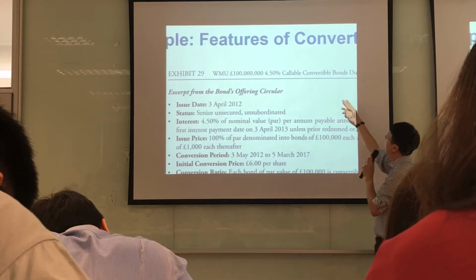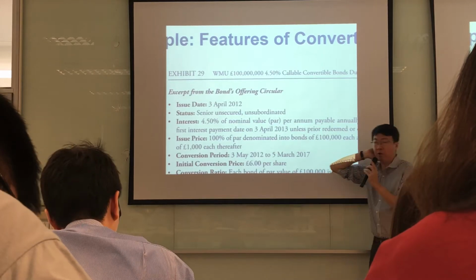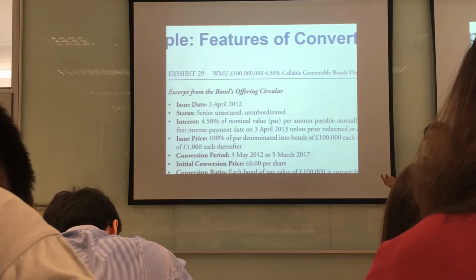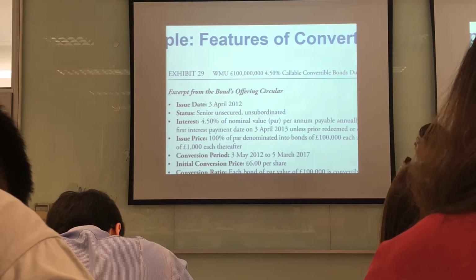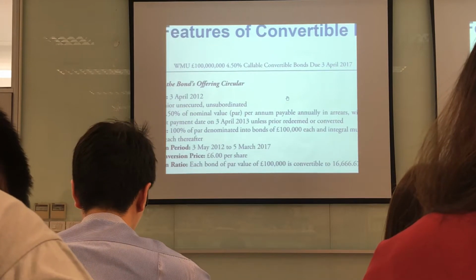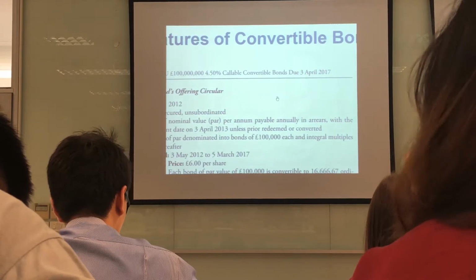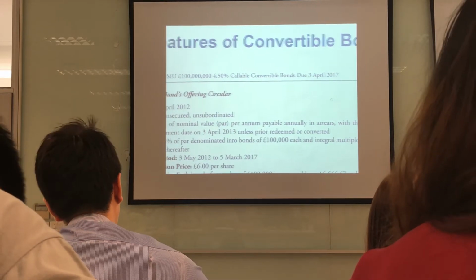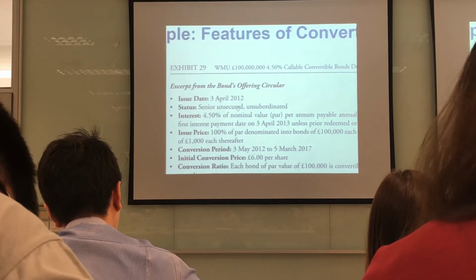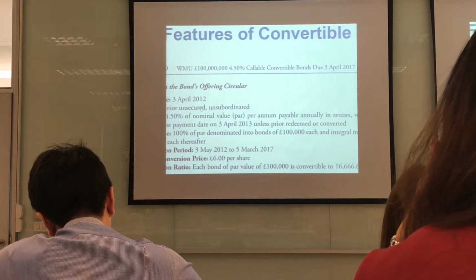Convertible provides the call option to the bondholder to convert the bond into the stock. So two options: one option for the issuer, one option for the bondholder. And this bond matures on the 3rd of April 2017. The issue date is the 3rd of April 2012, so it's a 5-year bond.